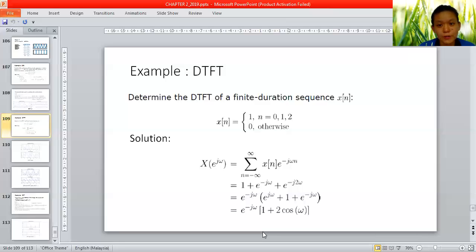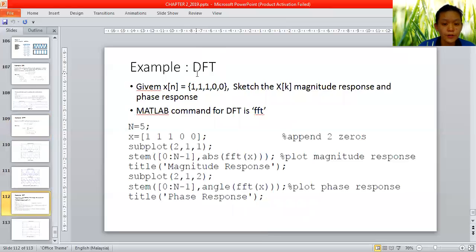Okay, now we go to the second question. The second question is when we want to plot a graph for the DFT. For this example, given x[n] equals 1, 1, 1, 0, 0 for the signal, now we want to sketch the X[k] frequency response for the magnitude response and phase response. So in Matlab, for the DFT, we use the fft function. So how do we plot this graph? Now we go to Matlab.